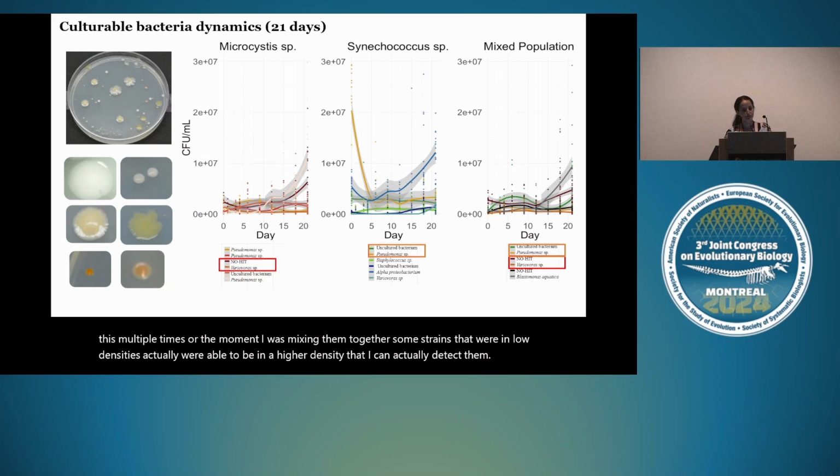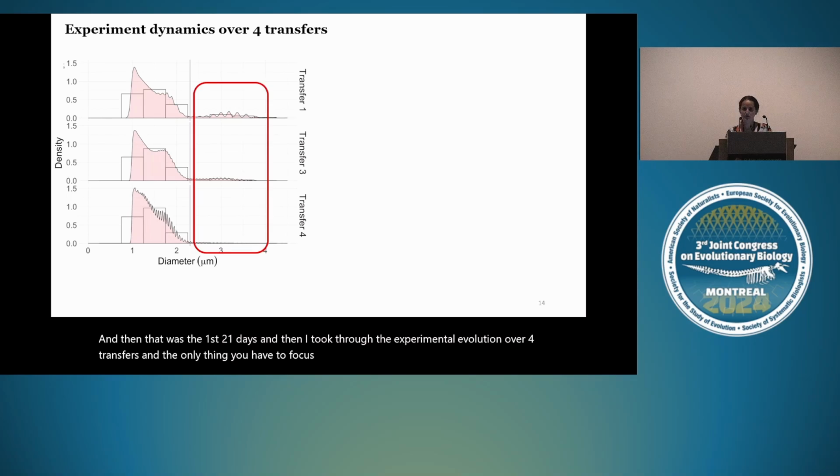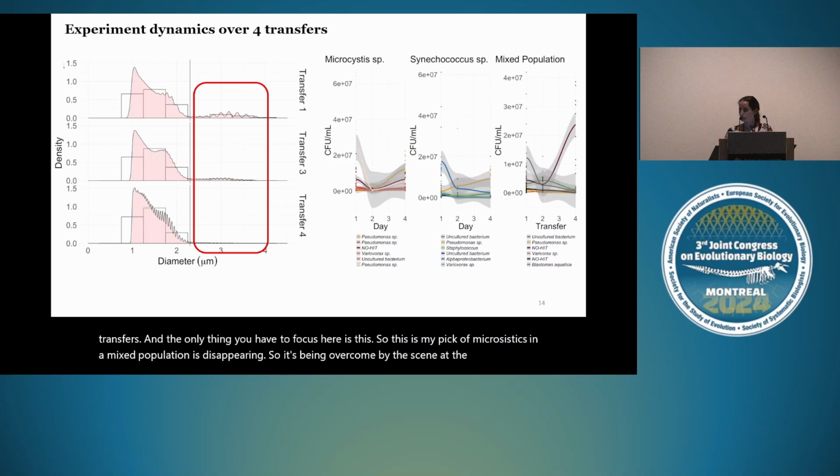And then that was the first 21 days, and then I looked at the experimental evolution over 4 transfers. And the only thing you have to focus on here is this. This is my peak of Microcystis in a mixed population, and it is disappearing. So it's being overcome by the Synechococcus. I just want to show here that I was also tracking the bacteria, and some of them actually were picking up. For example, this one here in the mixed population, that I cannot tell you what it is because it's one of my non-hits, but the dynamics of the co-occurring bacteria were also changing.